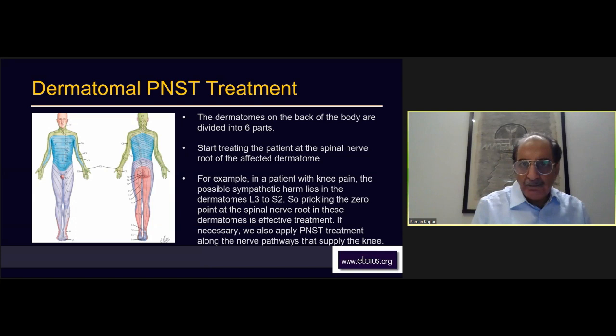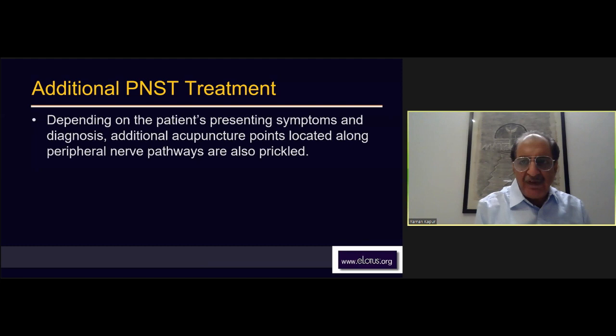Now, additional PNST treatment. Depending on the patient's presenting symptoms and diagnosis, additional acupuncture points which are located along the peripheral nerve pathways are also pricked. So this would be the third step. Step one was the basic PNST treatment. Step two was the dermatomal treatment. And step three was the additional PNST treatments.